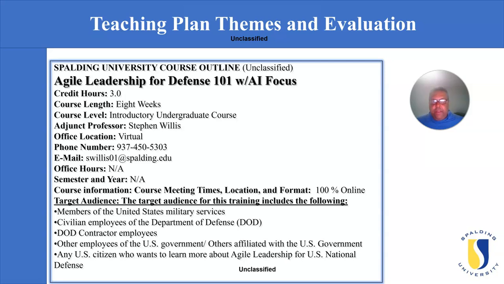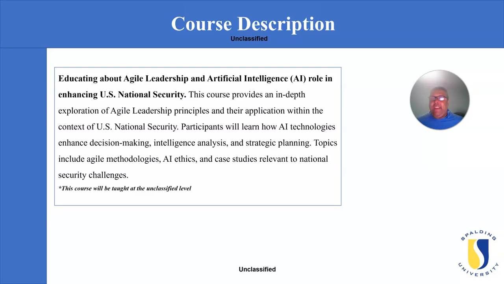So moving on to the next slide. This course description is educating about agile leadership and artificial intelligence, and their role in enhancing U.S. national security. This course will provide an in-depth exploration of agile leadership principles and their application within the context of U.S. national security. Participants will learn how AI technologies enhance decision-making, intelligence analysis, and strategic planning, and topics include agile methodologies, AI ethics, and case studies relevant to national security challenges. Again, this course will be taught at the unclassified level. Let's move on.